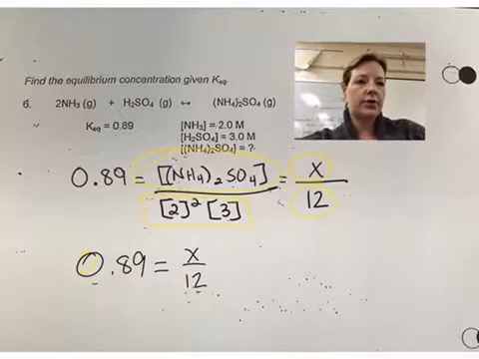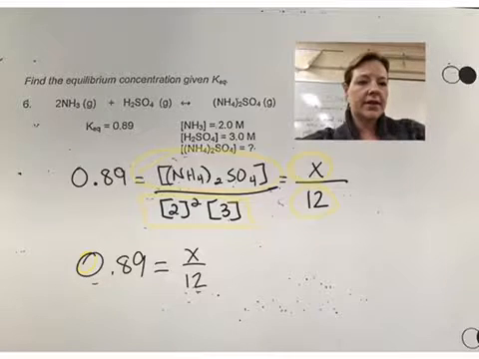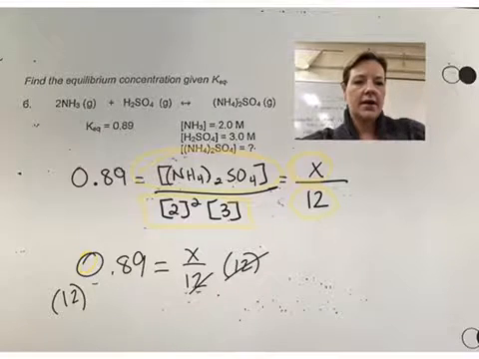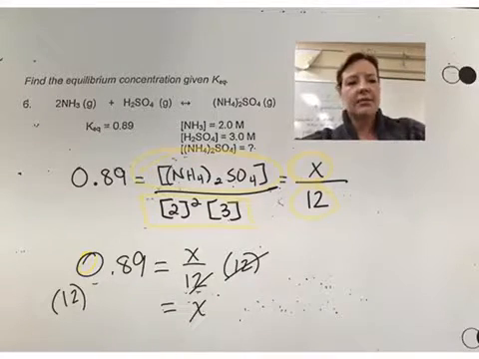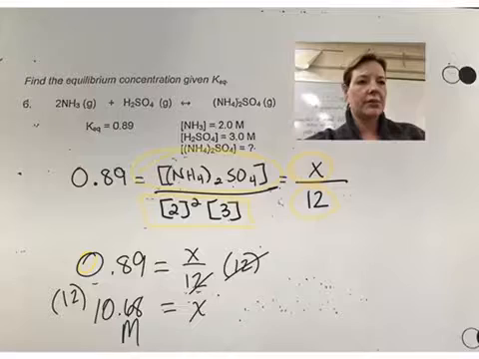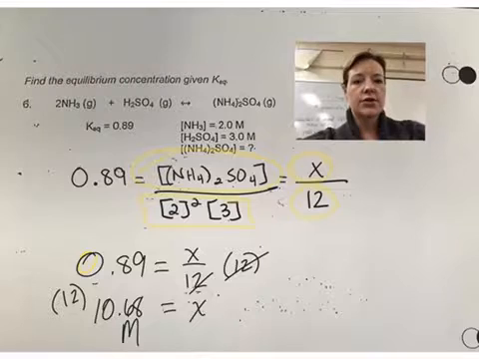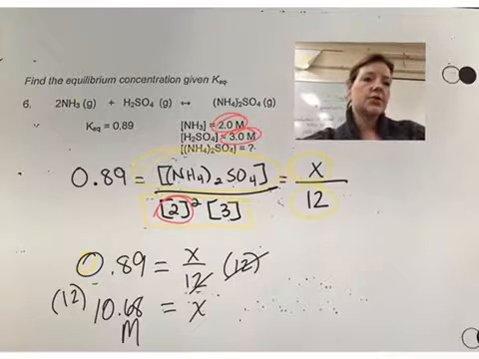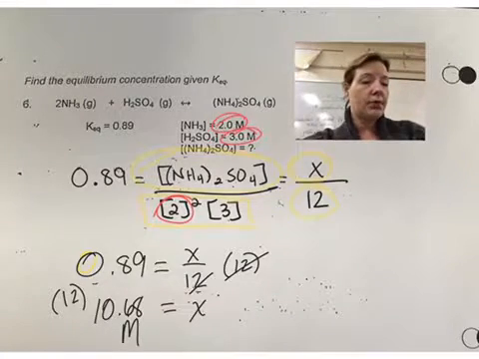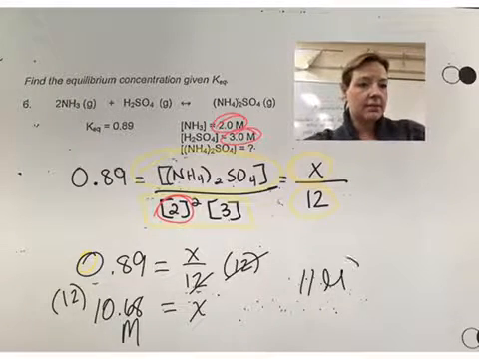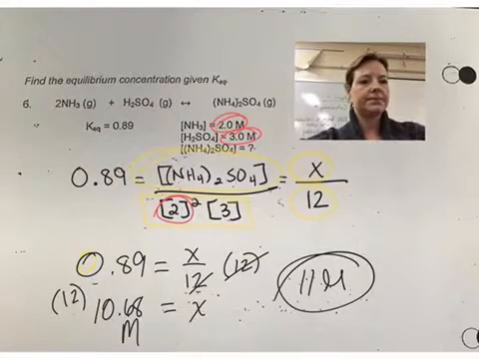And if we want to solve for our x there, what we would do algebraically is we'd multiply each side by 12. That cancels out the 12 here and leaves us with just x, and that means that we get 10.68 as our moles per liter, our molarity concentration of that material. But we've got to put it in the right number of sig figs. So if I look at this number, I've got 2 sig figs and I've got 2 sig figs, so my answer needs to have 2 sig figs. So 10.68 would round up to 11. So 11 molarity is your correct concentration.